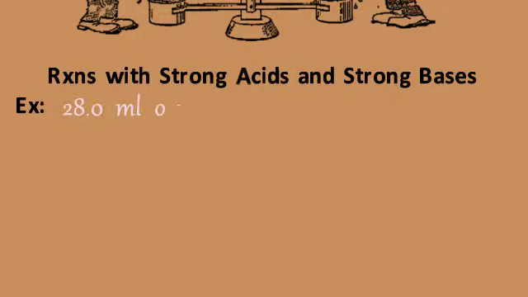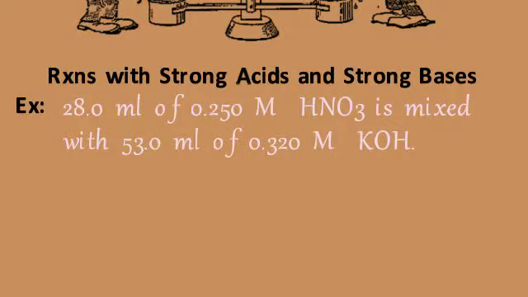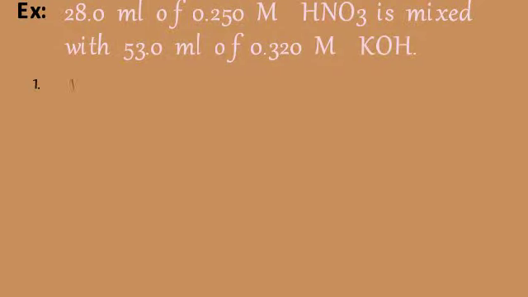28.0 milliliters of a 0.25 molar solution of nitric acid is mixed with 53.0 milliliters of 0.320 molar solution of potassium hydroxide. And you are going to have to make several calculations. I'm going to give you the answer at the end, but I'm going to walk you through the steps.